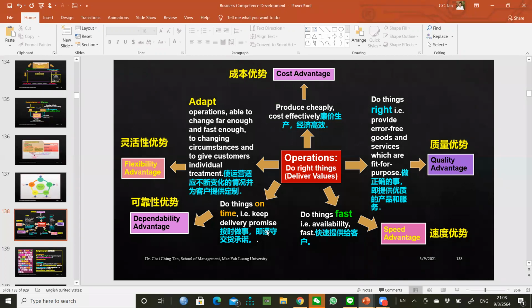Operations. Okay, so do the right things, which is to deliver the value to the customers. This is your operations, and you produce cheaply, cost effectively, which gives you the cost advantages. You do the things right, provide error-free goods and services which are fit for purpose, which gives you the quality advantages. There are different manifestations of what I explained. Do things fast, availability fast, gives you the speed advantage. Do things on time, keep delivery promise, dependability. I have already explained it in more detail just now.